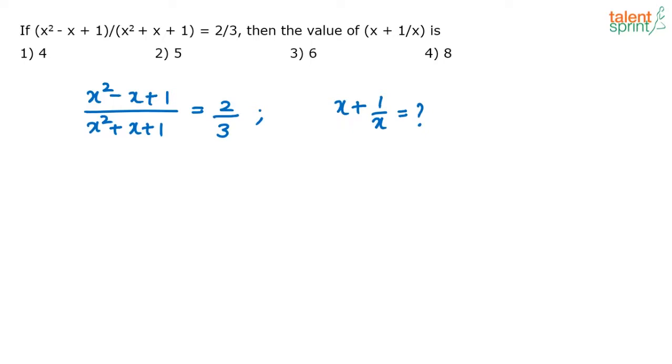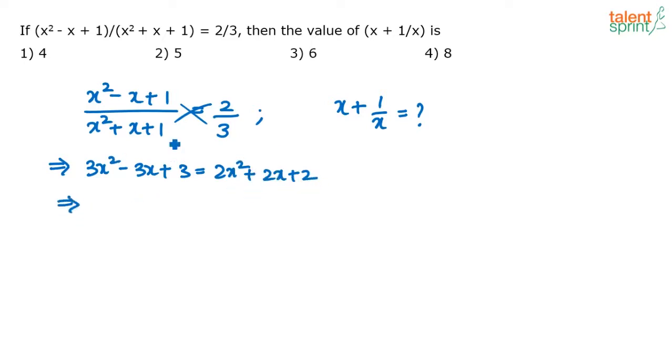Now, again, like I said, multiple methods are there. You can try different methods, but I would prefer just simple cross multiplication because that will simplify to a great extent. Terms will get simplified. So let's just cross multiply. So what do we get? 3x squared minus 3x plus 3 equals 2x squared plus 2x plus 2.